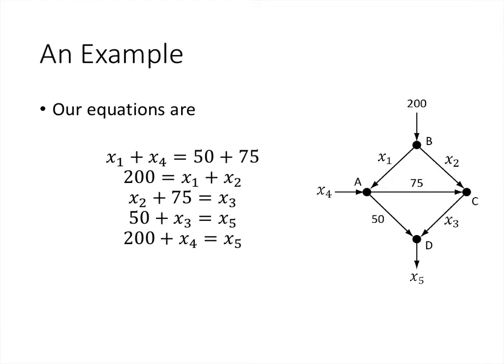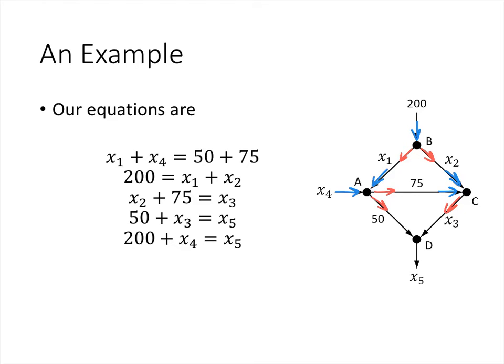So let's look at node A. The flow in is x1 plus x4, and the flow out is 75 plus 50. And so that gives us an equation, x1 plus x4 equals 50 plus 75. For node B, the flow in is this 200, and the flow out is x1 plus x2. For node C, the flow in is x2 plus 75, and the flow out is x3.